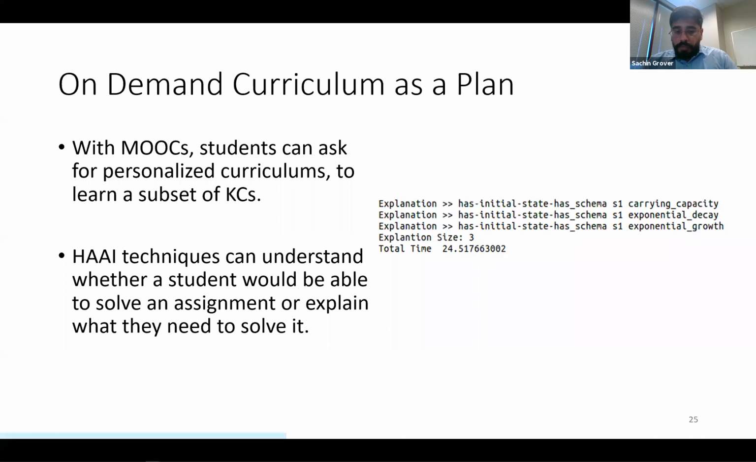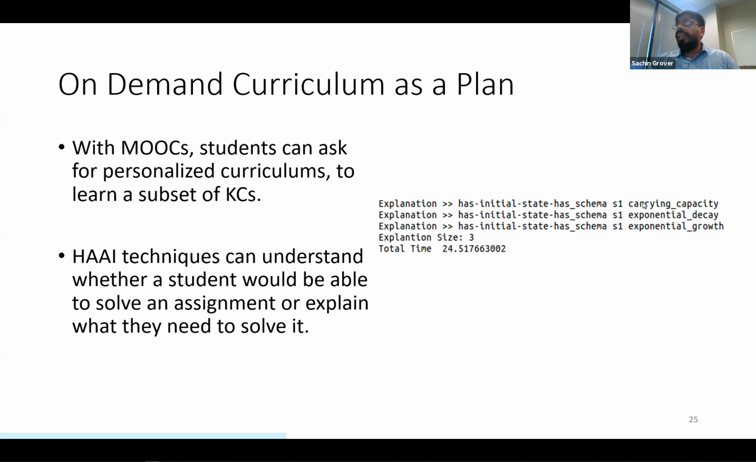We knew that MOOCs tend to have a lot of students that join the courses, but they don't usually complete them. If a student knows the kind of assignment or the material that they need to learn or practice, then they can ask our system what exactly they need. And given the current state, our system can find the best possible explanation why they cannot complete the assignment right now, and what are the topics that they would need to complete it.